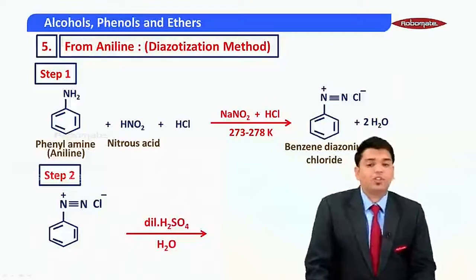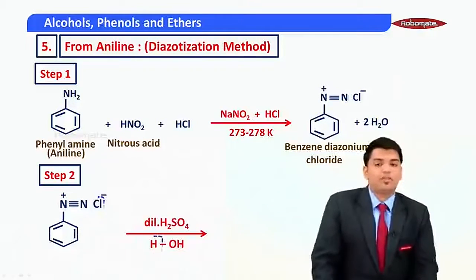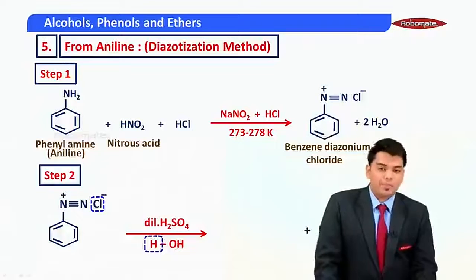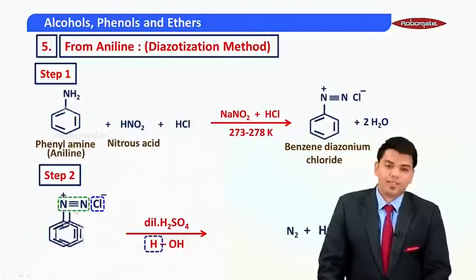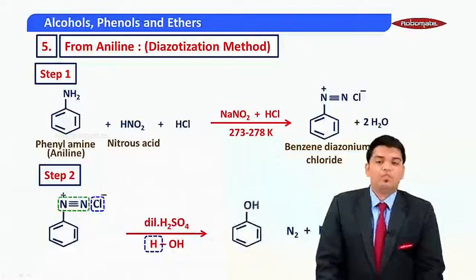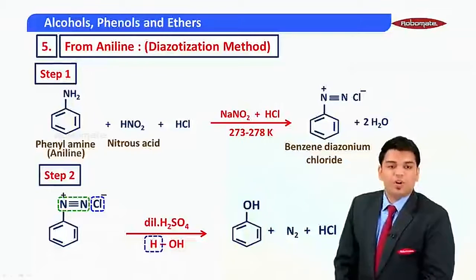Now since the solution is dilute, it contains water. Cl is taken away by H to form HCl, and N2 is lost in the form of N2 gas. And lastly, we have the formation of OH on benzene, resulting in the formation of phenol.